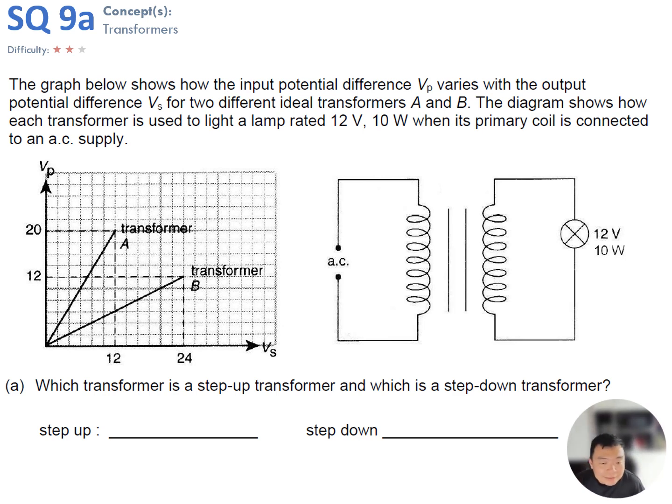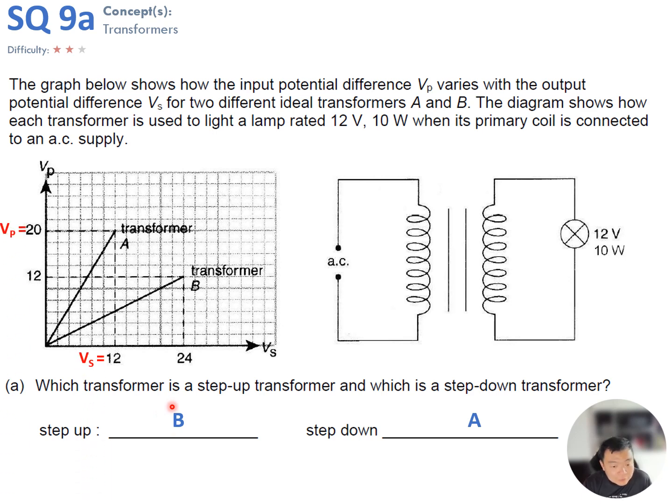Over here we see the VP against VS graph for two transformers, and we are asked to determine which transformer is a step up, and which is a step down transformer. So this is the answer, and we can look at these values over here. This is the VP, which is 12 volts, and for transformer B, the output voltage is 24 volts. So 12 becomes 24. B is a step up transformer.